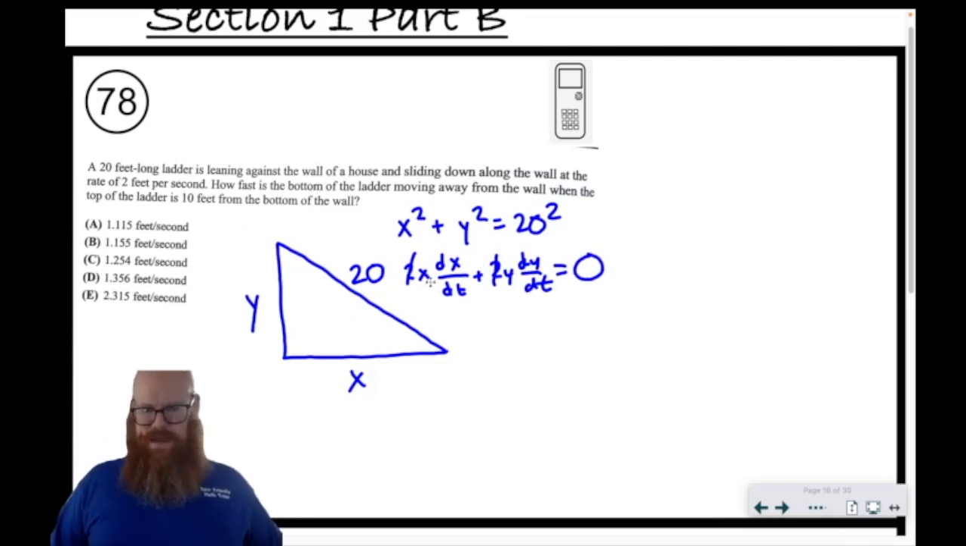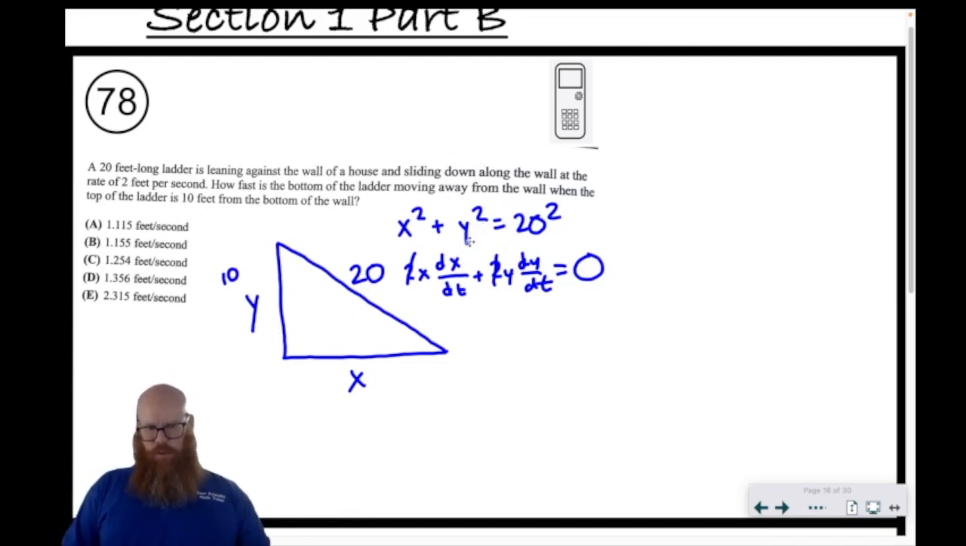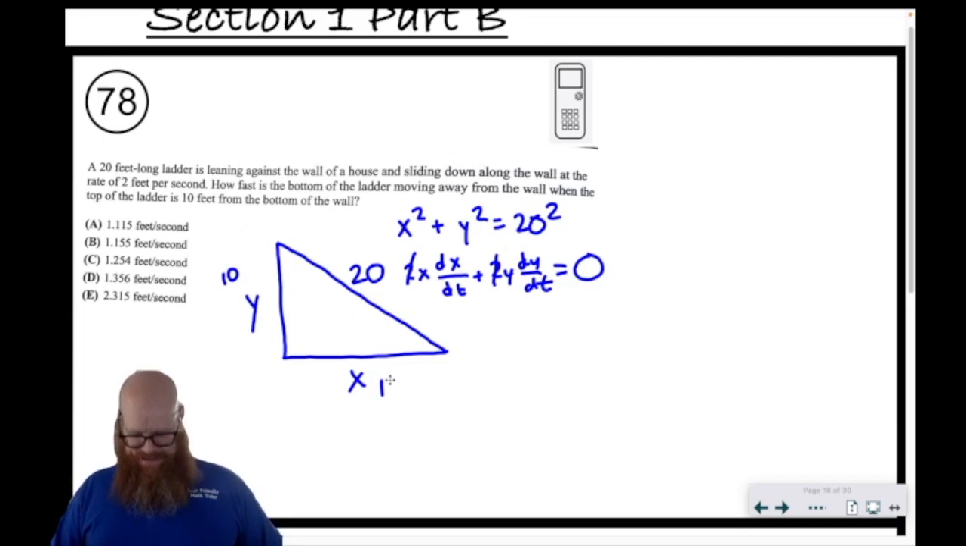Now I got to figure some things out. X is the distance. It's this length at a specific moment. So how fast is the bottom of the ladder moving away when the top of the ladder is 10 feet? So that's when this is 10. So I have to find x using the Pythagorean theorem. So if I sub these in, I will do 20 squared minus 10 squared, and I will take the square root of that. This is calculator. And I'm going to see that x is 17.3205. So that's what I'm going to use for x.